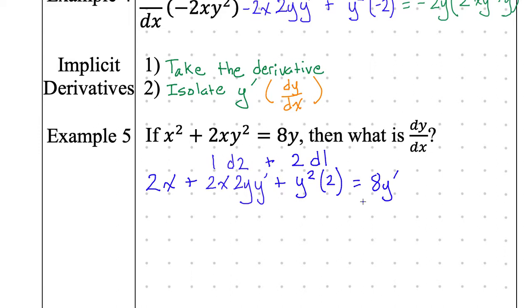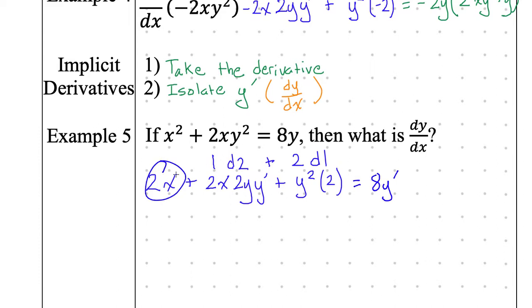That's it. Now we are on step number 2. We did step number 1: we took the derivative. The derivative of this thing is this giant expression right here. We're good? All right, now let's isolate y prime. Everything that has a y prime, let's put on one side, and everything that doesn't have a y prime on the other.